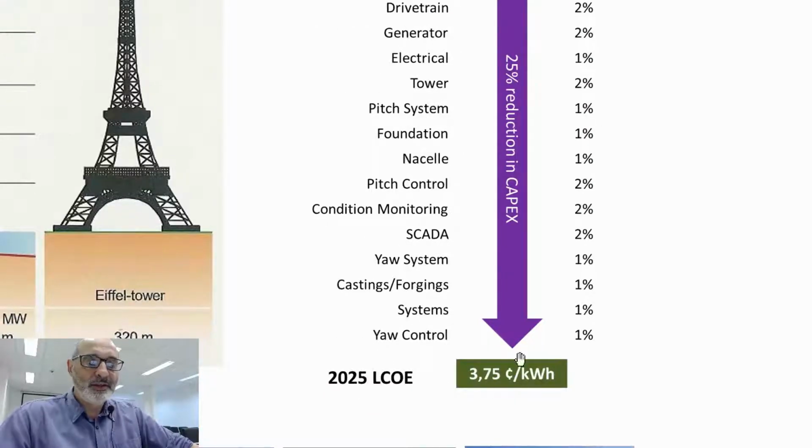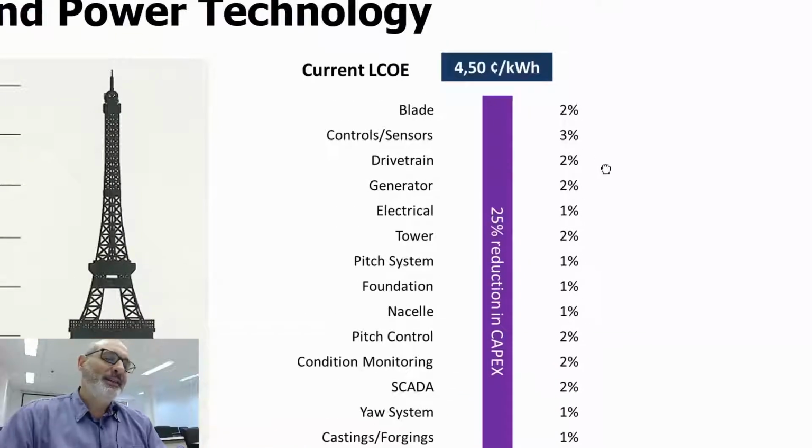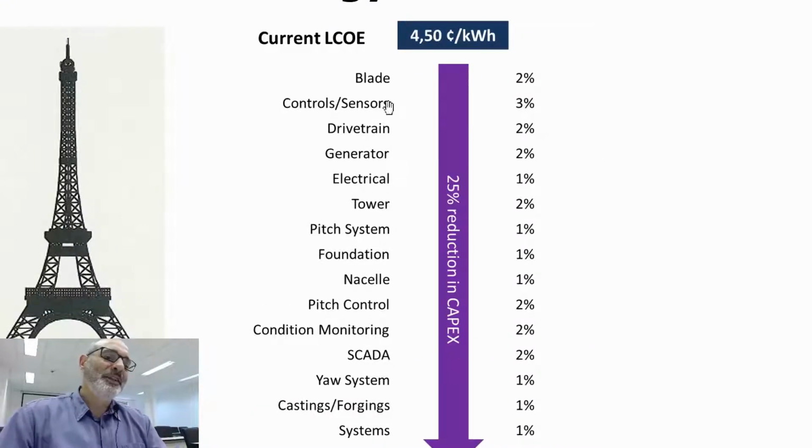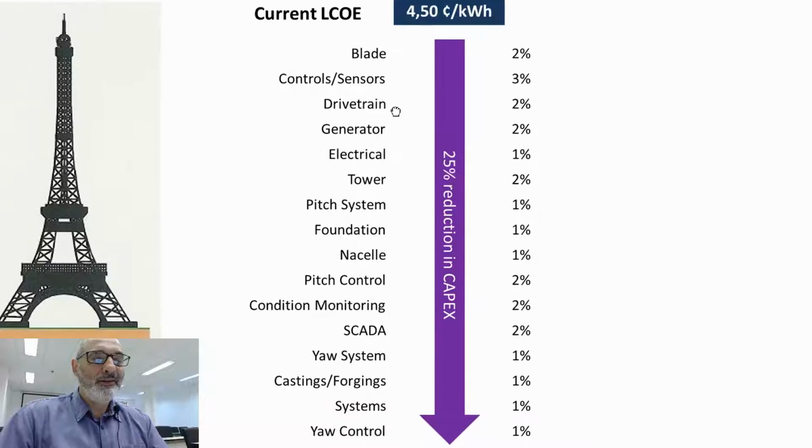In 10 years, it's going to decrease. It's expected to decrease to 3.75, and that's what's interesting about this result here. Okay, so this decrease is obtained by a series of incremental gains.